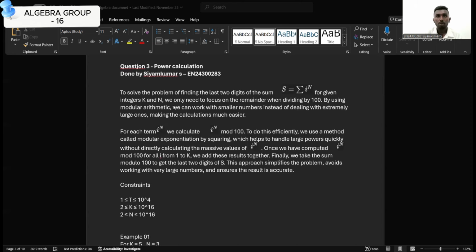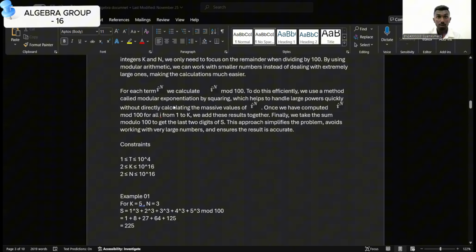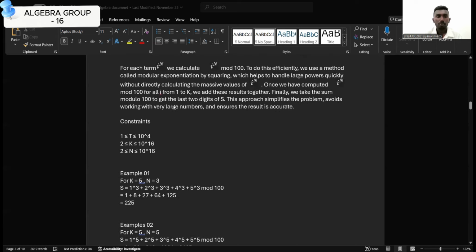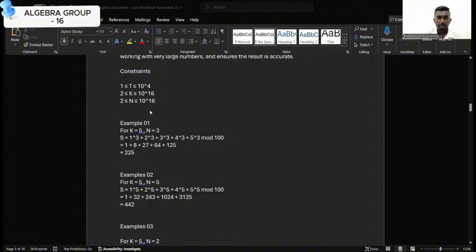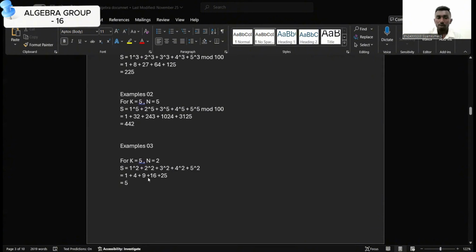Then we add up all those remainders. Finally, we take the total sum and find its remainder when divided by 100. This gives us the last two digits. For an example, you can see the screen. This is the first example, second example, and third example. So we can calculate this way, taking the powers of each number.